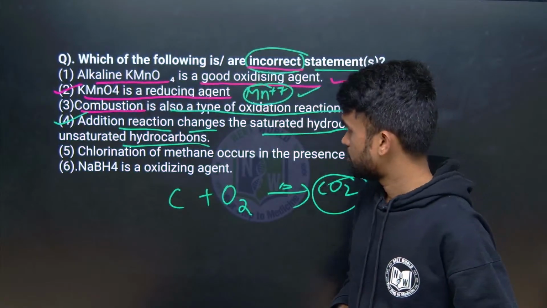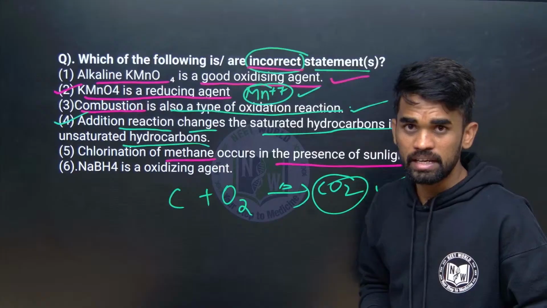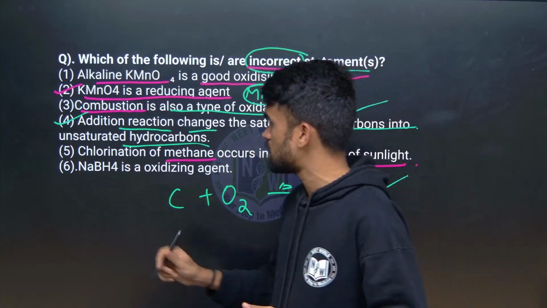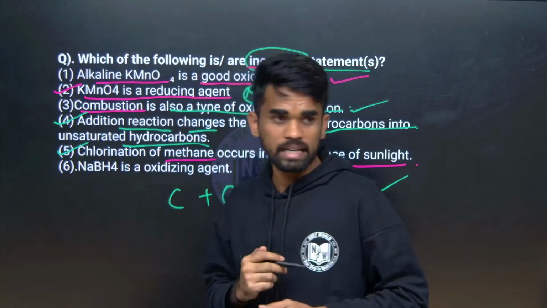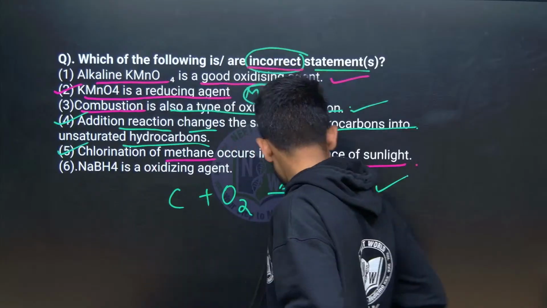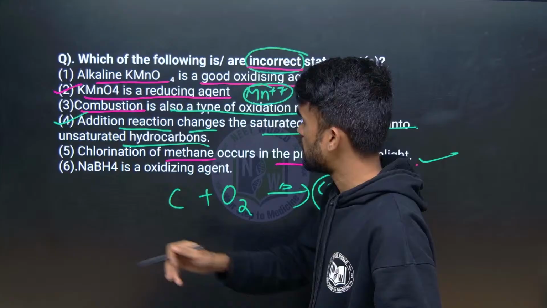Okay, next, chlorination of methane occurs in the presence of sunlight. Yes, chlorination, we have just seen now. Yes, free radical substitution reactions take place in the presence of sunlight or heat, that is, high temperatures. Okay, and this is a correct statement. The fifth one is a correct statement, but the fourth one is an incorrect statement. That you have to choose.